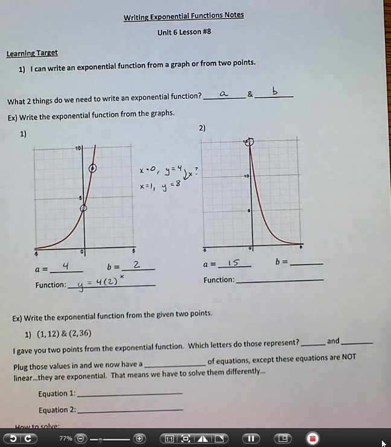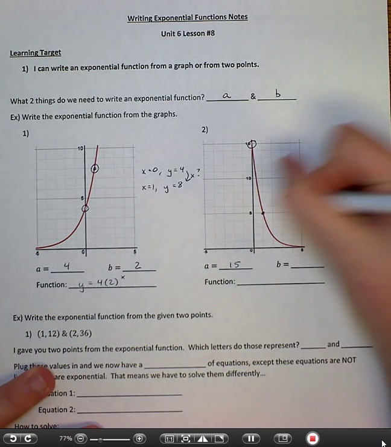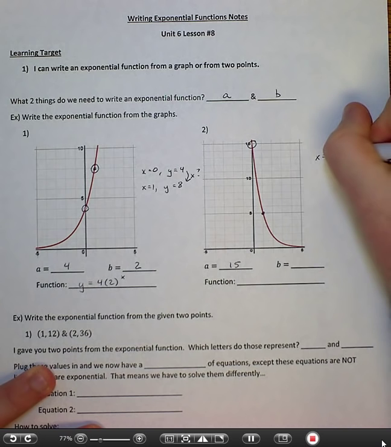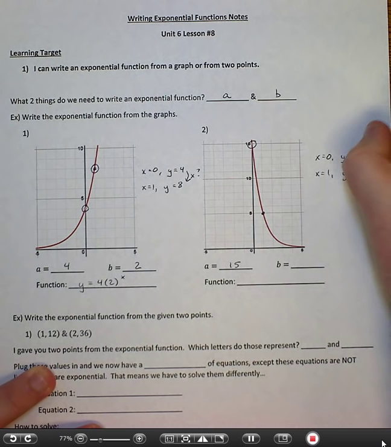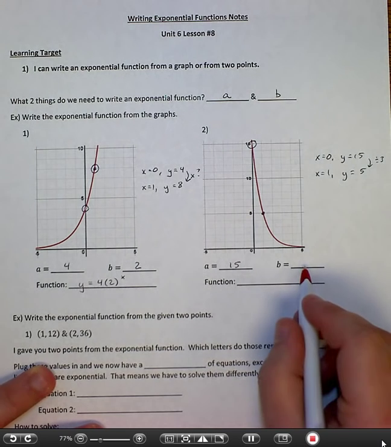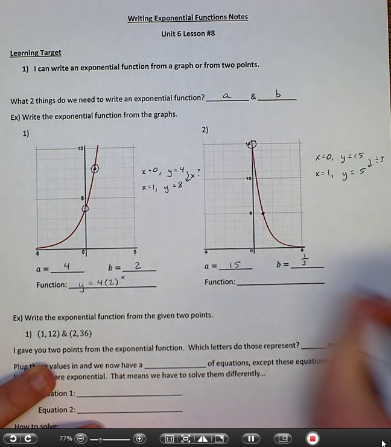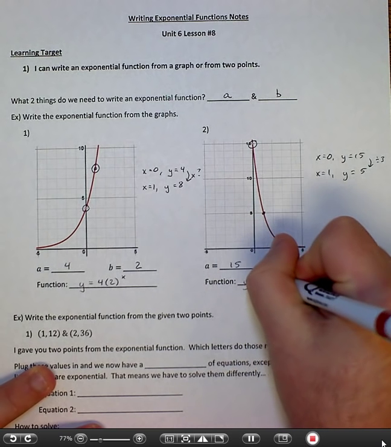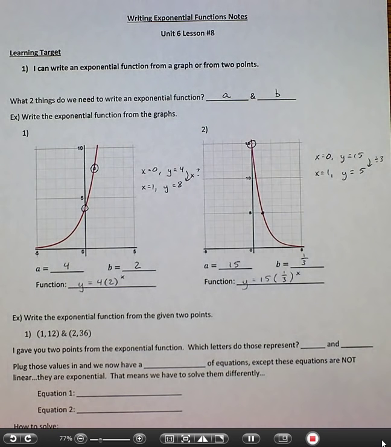Okay. Over here, when x equals 0, y was 15. When x equals 1, y was 5. What do I have to do to get from 15 to 5? I had to divide by 3, right? 15 divided by 3 gives me 5. Well, I can't divide. It has to be multiplication. So what's another way of saying divide by 3? Multiply by 1/3. So my function was y equals 15 times 1/3 to the x. Okay? And that's from a graph.